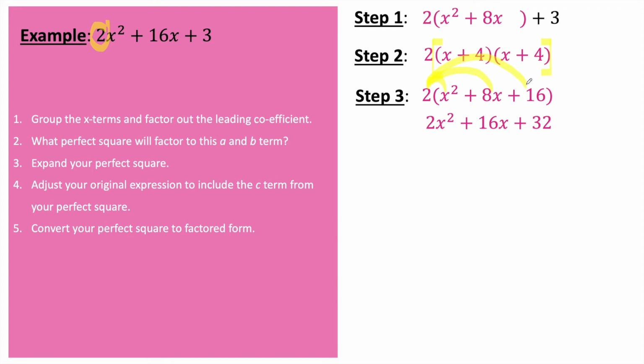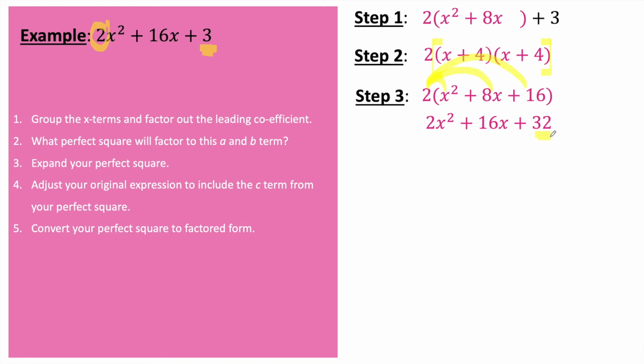Now, step 4 should also be familiar. I'm going to adjust my original expression to include the c term from my perfect square. Let's take a look. The c term in my original expression is 3. The c term in my perfect square is 32. I need my original expression to include the number 32 so that I can include my perfect square.